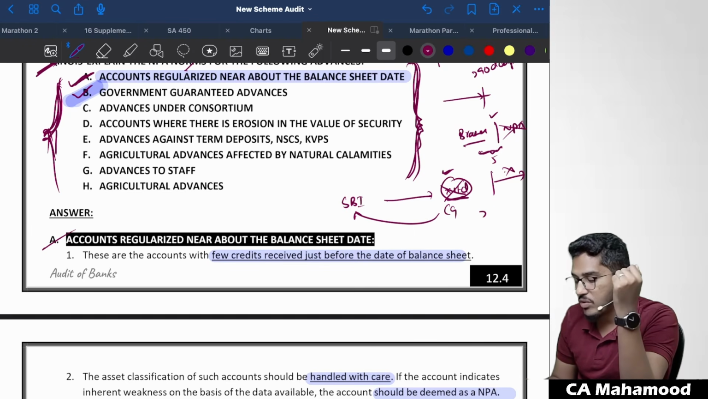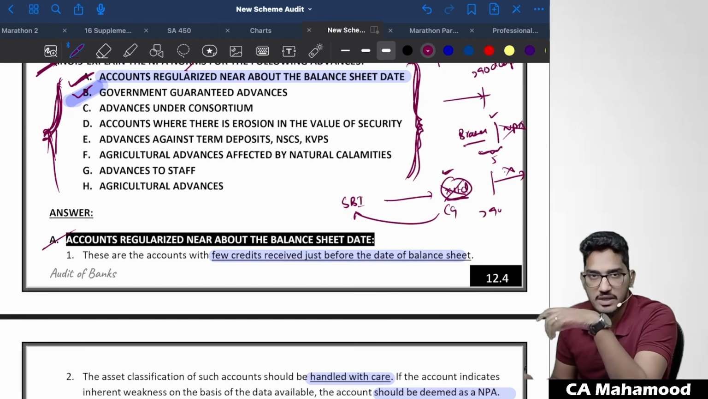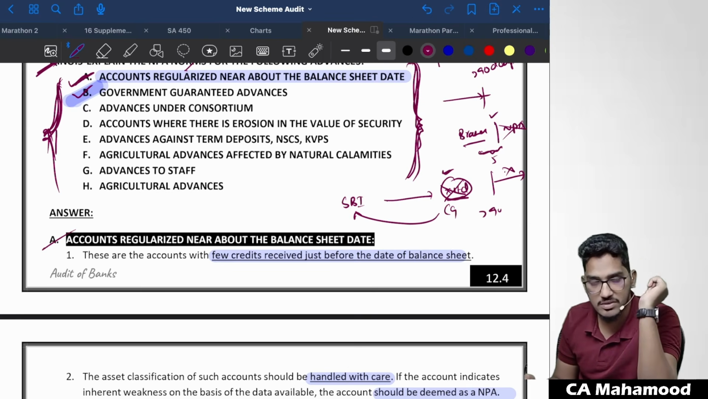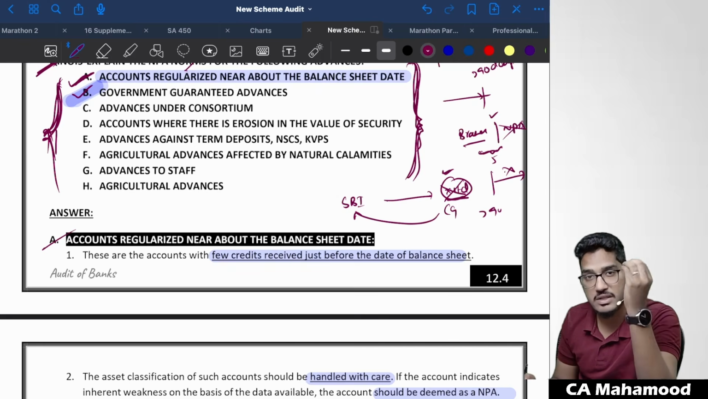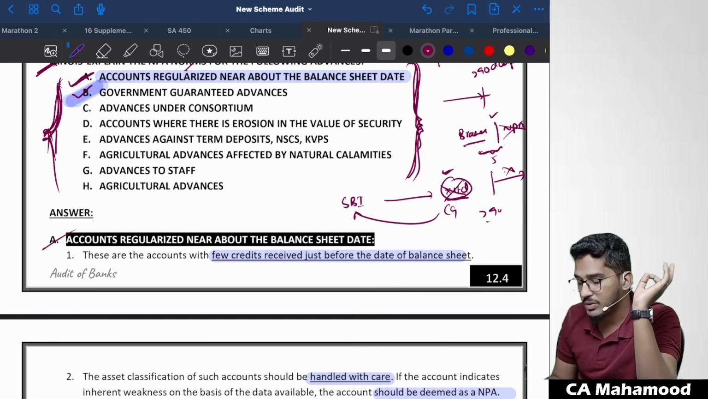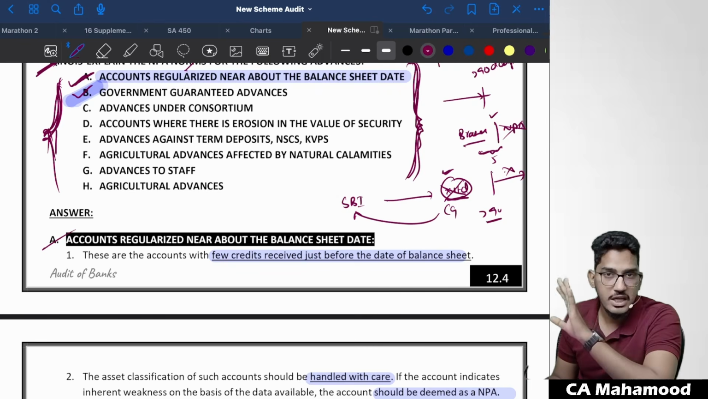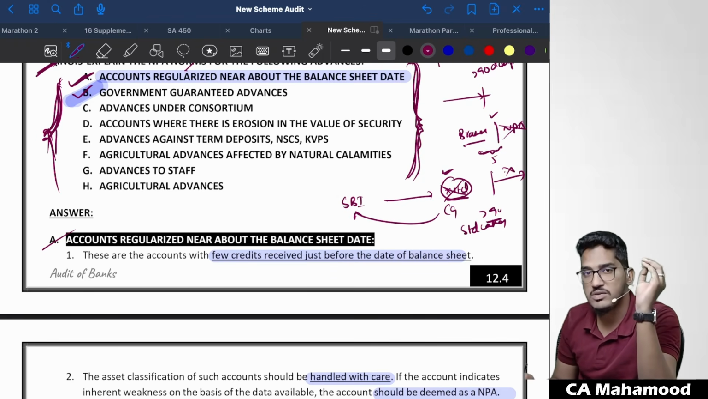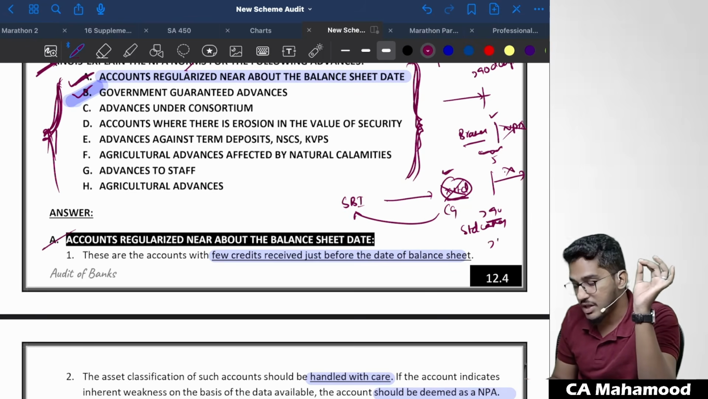Generally, when an account remains overdue for more than 90 days, it will be classified as NPA. But that rule doesn't apply in the case of central government guaranteed advances. The Banking Regulation Act says that in case the advance is guaranteed by the central government, even though the account remains overdue for more than 90 days, it will not be classified as NPA. It will still remain in the standard category only. Why? Because the central government guarantee is there, no? That's why the banks need not classify it as NPA for asset classification.